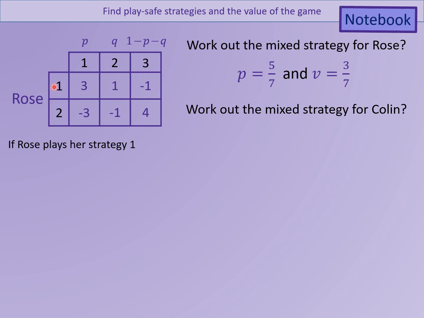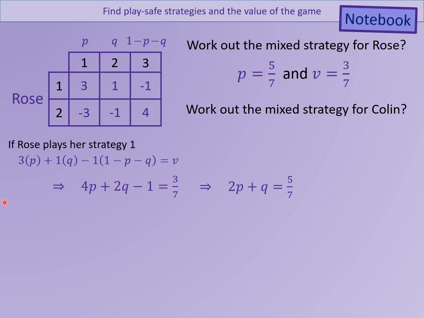So if Rose plays strategy 1, then the expected outcome, so the gains for Rose or the losses for Colin, are 3 times P, and then 1 times Q, and minus 1 times 1 minus P minus Q. So you can see we've actually got more variables here. We end up with 4P plus 2Q minus 1 equals 3/7, or 2P plus Q equals 5/7.